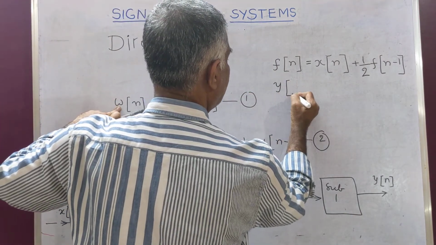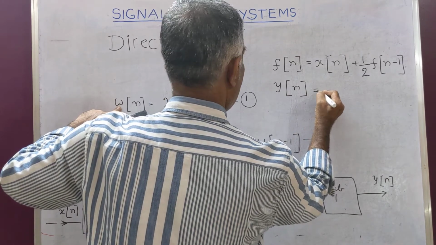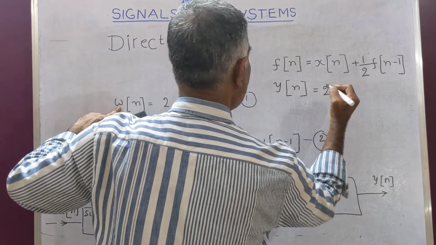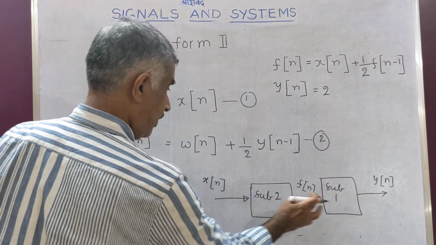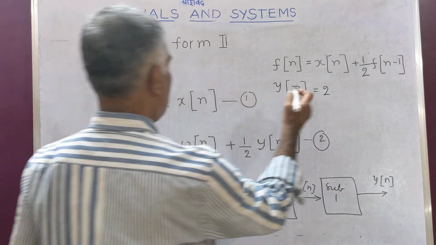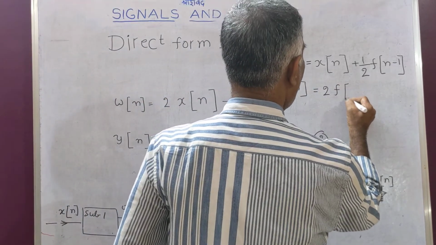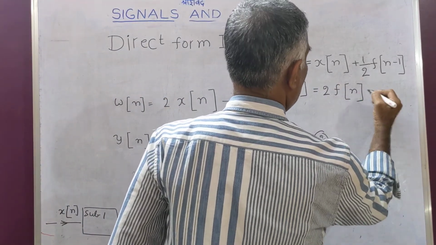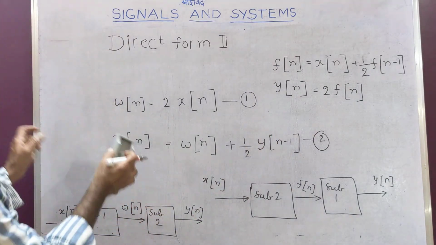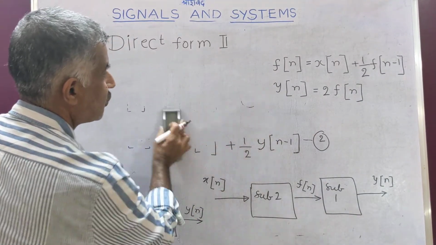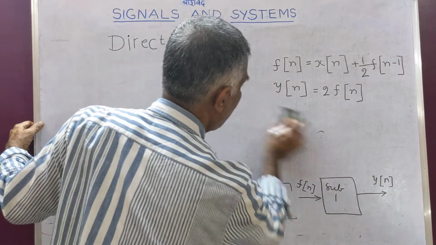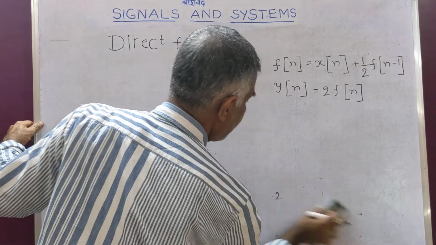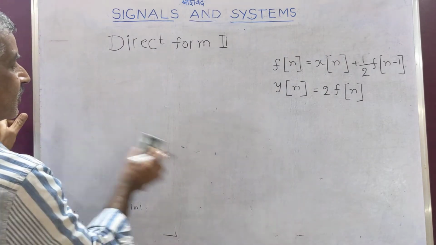Now take this equation. In place of w of n, you write y of n, which is equal to 2 times x of n. Here it was x of n, now it has become f of n. Therefore, 2 times f of n. So these are the two equations which are required for constructing direct form 2. Now direct form 2 is implemented using these two equations.